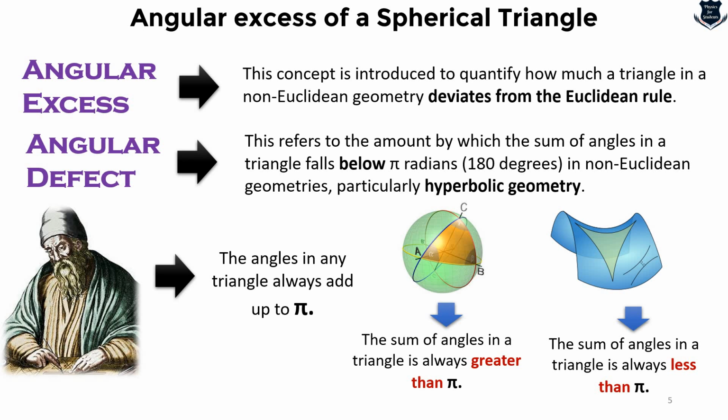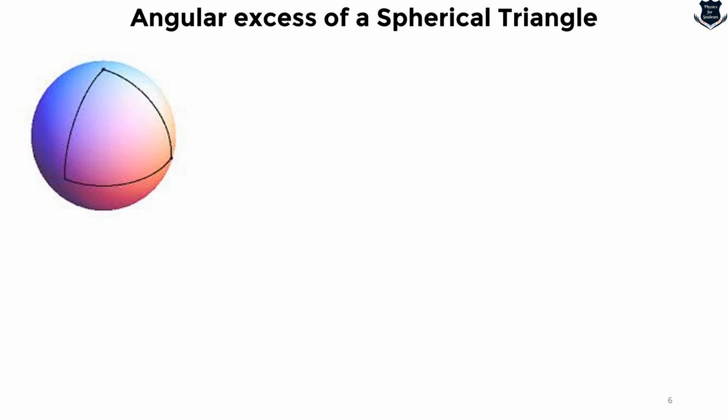Now this is what is called angular excess, and another is angular defect. Remember, this defect is not in literary terms, but it's a mathematical term. Now why am I telling you about angular excess and defect? Because this would lead to the next level of geometry, and we are going to see how this angular defect plays an important role.